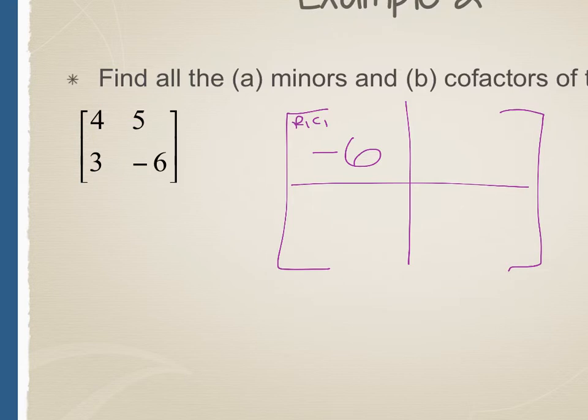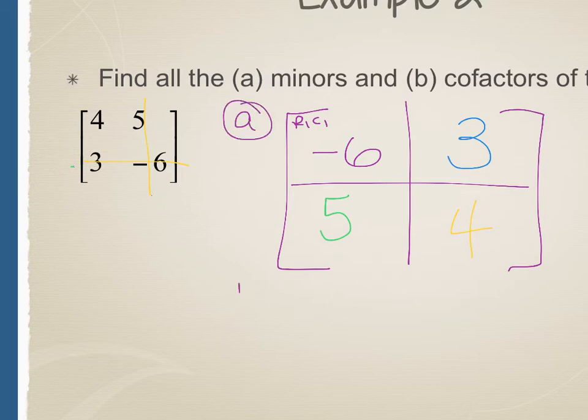Then the next one is row 1, column 2. Cross those out, and what's left is 3. Then I go to the next one, which is now row 2, column 1, and I get 5. And then I go to the next one, which is row 2, column 2, and I get 4. So on a 2 by 2, they're really only switching corners. So these are the minors.